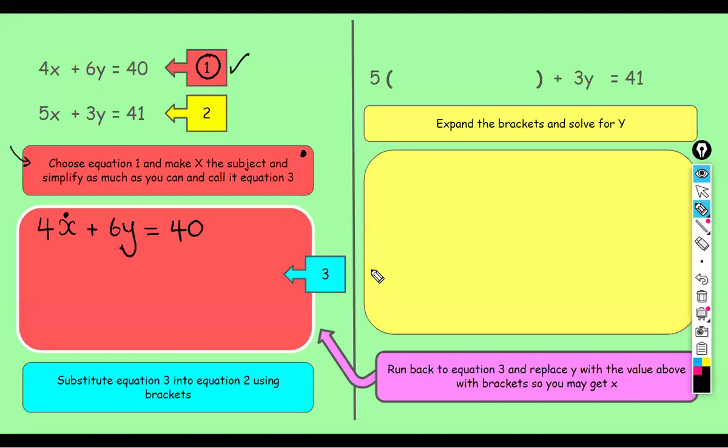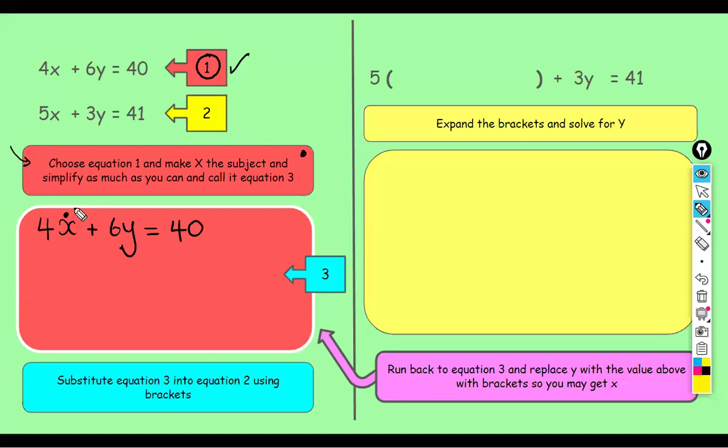Now, this is where I'm going to make the assumption that everybody knows how to make something the subject, because this is part of regular boring maths. And if you cannot make something the subject, no problem. After class, I can show you some videos on how to make X the subject. But let's make X the subject.